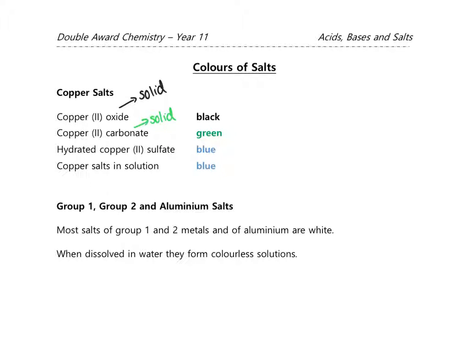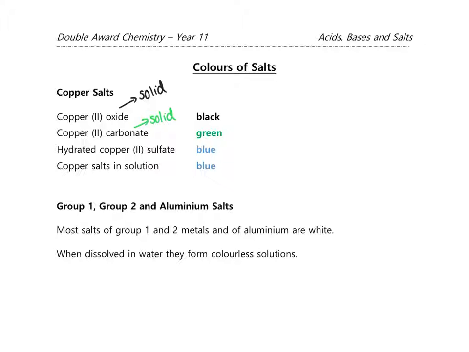What we see with hydrated copper sulfate, that is sort of nice crystals of copper sulfate, is that they are blue, and copper salts in solution are blue. So if we have any solution of copper, be that copper chloride, copper sulfate, copper nitrate, it is blue. So you need to just learn those colours.